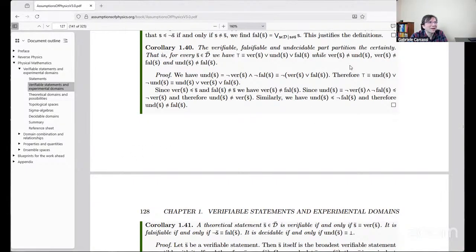Sorry, I read it wrong. With the bar it is incompatible; without the bar it is compatible. So these are incompatible, not compatible. Sorry, I got a double negation here. I got distracted. I realized while reading this one that the certainty is equal to the disjunction of all of these things, and they're all pairwise incompatible.